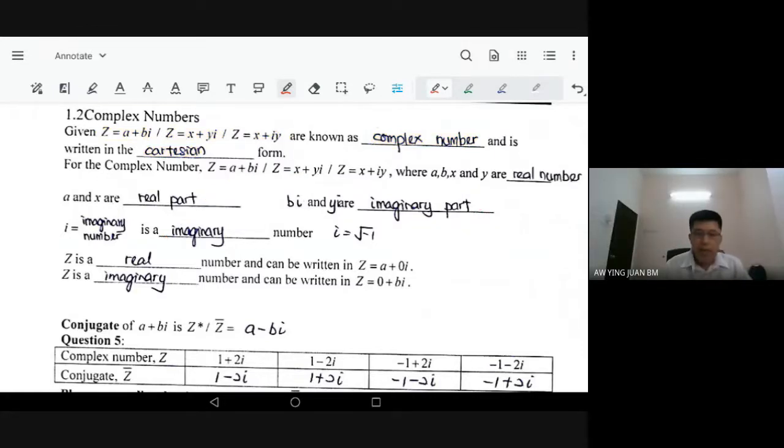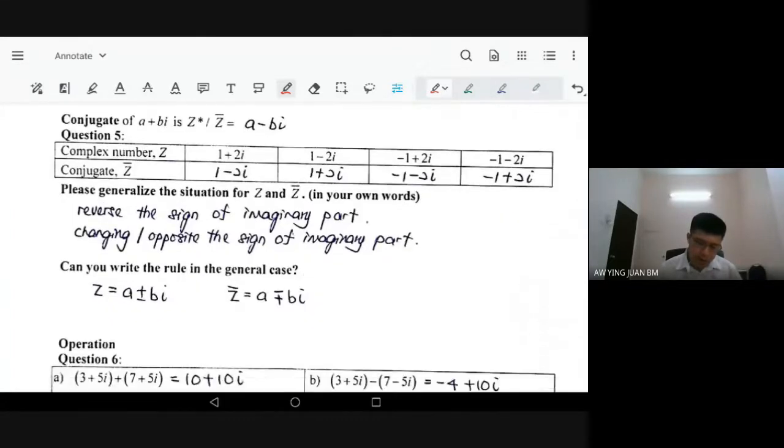Z is a real number, and can be written as Z is equals to A plus 0I. Catat ini nota yang penting. Z is an imaginary number, then kita tulis Z is equals to 0 plus BI. Settle? Faham ah? Okay.